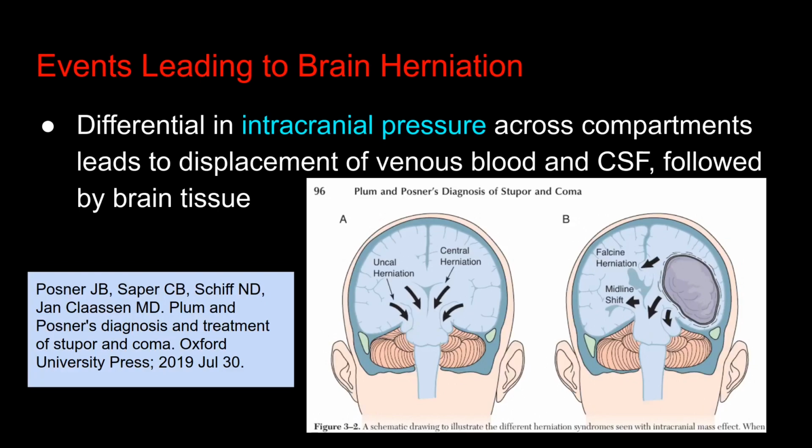Now, when we're talking about brain herniation, just a review, this means the brain herniates from one compartment to another due to a differential in the intracranial pressure. So when you have an elevated intracranial pressure, what moves out first is the venous blood, followed by the cerebrospinal fluid, and ultimately brain tissue when we are too late.